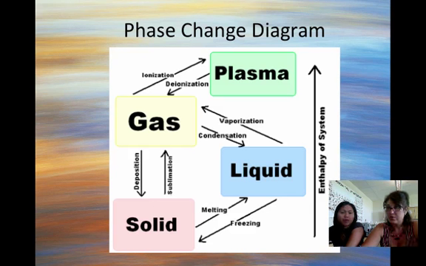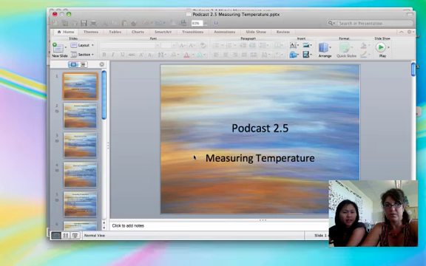So know your vocabulary and the terms for each process. This will come out in the test. Yes, of course. And I think that's it for temperature. We're done. See you guys in class.